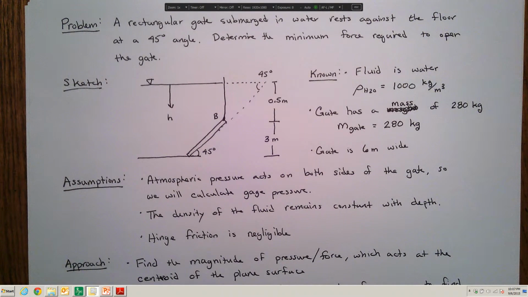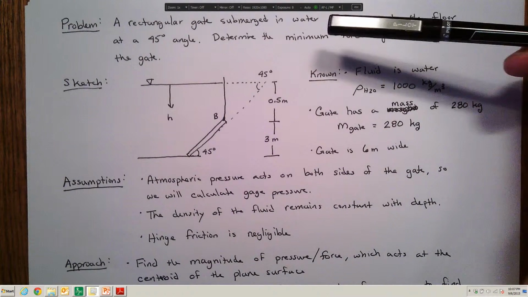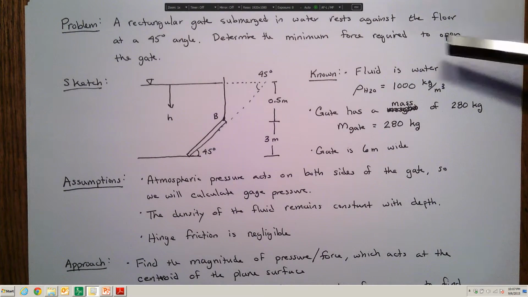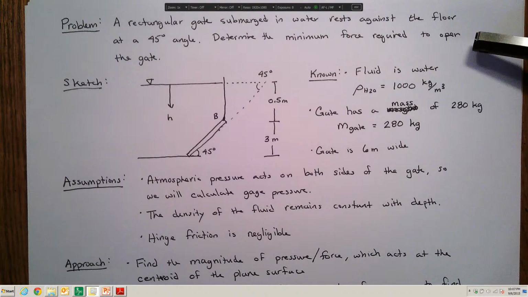In this video, I'm going to mimic the problem-solving process that you should employ in your homework problems. The first thing that we should do is restate the problem and what we're trying to find. So here we have a rectangular gate that's submerged in water and it rests against the floor at a 45-degree angle. And we are to determine the minimum force that's required to open the gate. This is just a restatement of the problem that I just read.